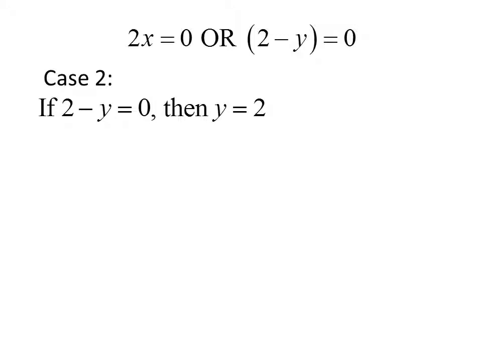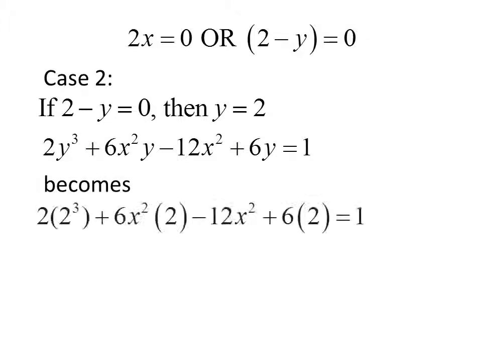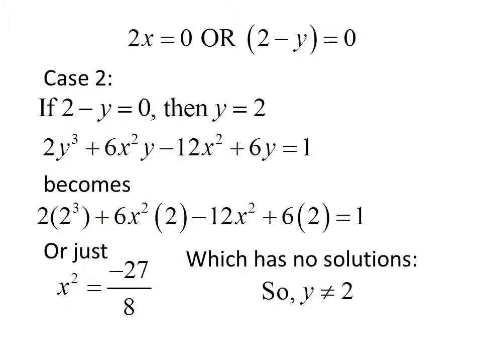So we just need to verify that there's a place on this curve where y is equal to 2. The original equation looked like this, but replacing the y's with 2's gives us this equation, which simplifies to x squared equals negative 27 over 8. Now this equation, friends, doesn't have any solutions, so that means that y can't be equal to 2. And that second case that we were investigating doesn't lead to any horizontal tangent lines.